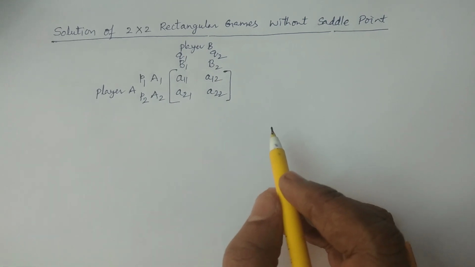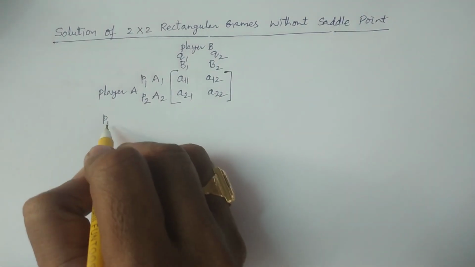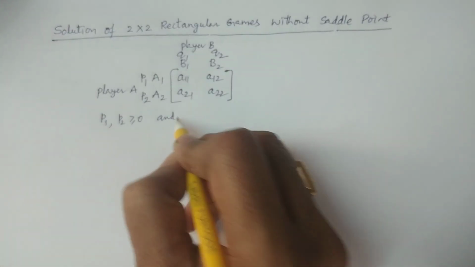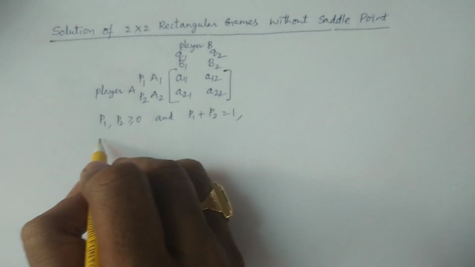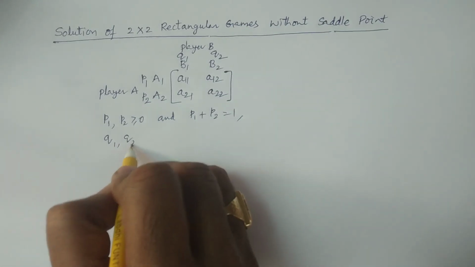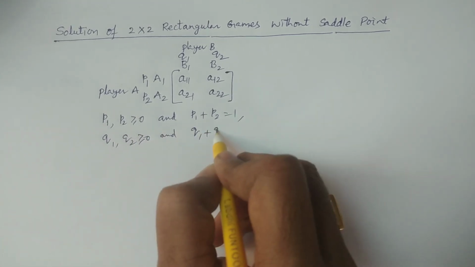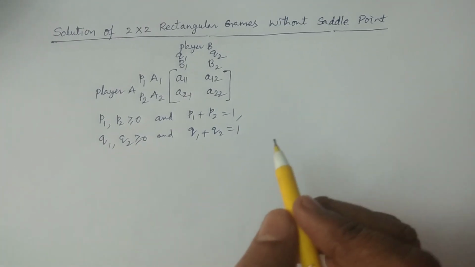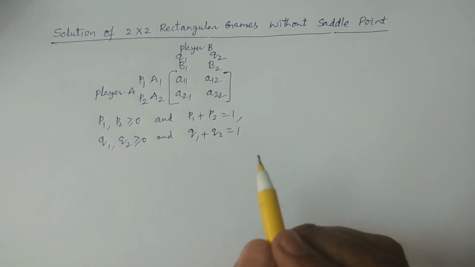With these probabilities, first of all, I specify that all Pi are greater than or equal to 0, that is P1, P2 greater than or equal to 0, and also we know P1 plus P2 is equal to 1. This is the condition. Similarly, Q1 and Q2 are greater than or equal to 0, and Q1 plus Q2 is equal to 1. These are the properties of probability, right?